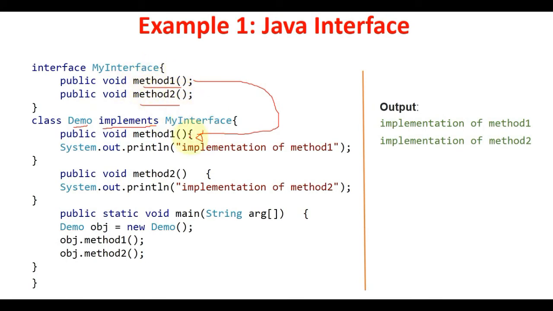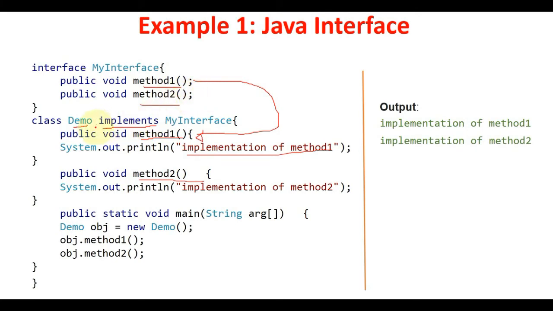There are two methods in the interface, and we have learned the concept of override. When a class is going to implement an interface, it needs to override all those methods in the interface. So the Demo class will implement those two methods. First it is implementing method1, with the implementation of method1 having only one statement inside the method, and after that it is implementing method2. When it is implementing method2, the condition is fulfilled.